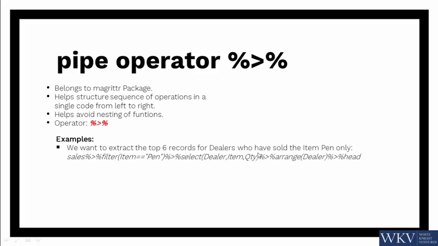Then again we use the pipe operator to arrange this new data on the basis of dealer. And then finally we again use the pipe operator and use the head functionality to get the top 6 rows of this particular data set. Clear? So it is the same thing that the nesting function was doing, but nesting can sometimes look a little overwhelming or a little more daunting. Pipe operator on the other hand avoids the nesting of functions, and it simply tells you to string the functions in the particular sequence using the operator.